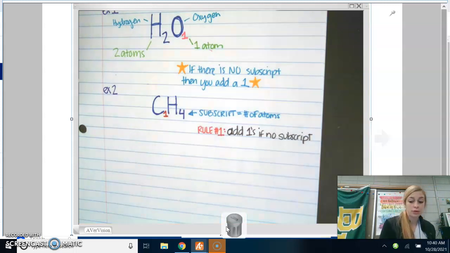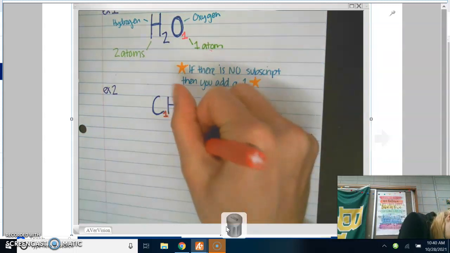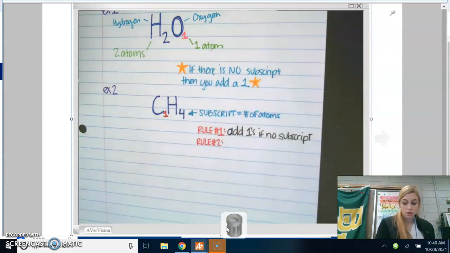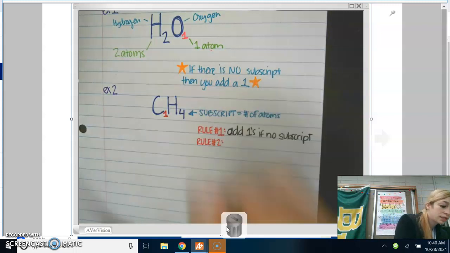All right, rule number 2. Draw arrows if there's parentheses.